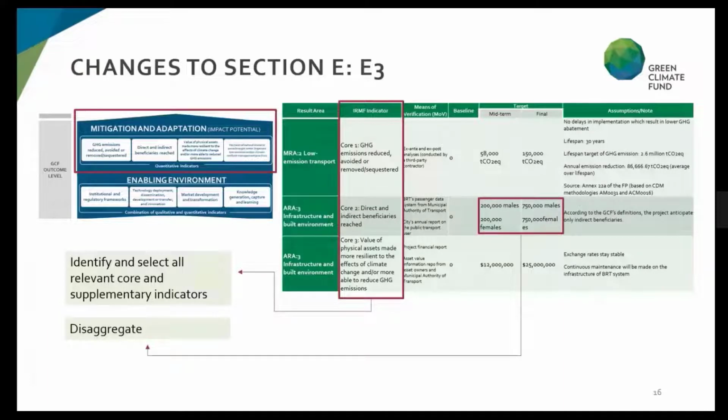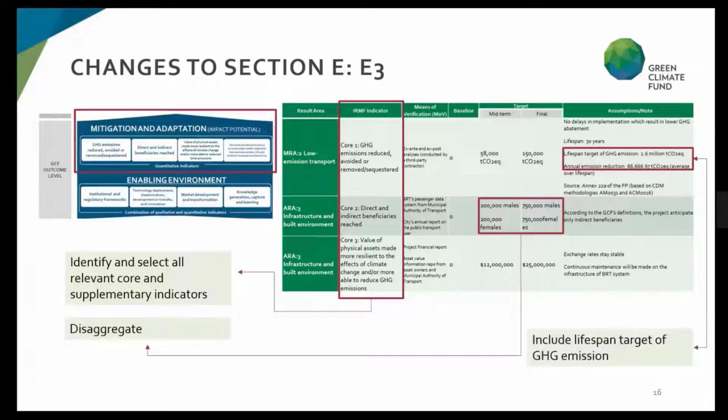Disaggregation of targets, as illustrated, is not a new requirement, but we would like to emphasize its importance when reporting against core indicator 2 on direct and indirect adaptation beneficiaries. And if reporting against core indicator 1 on GHG emissions reduction, include the lifespan target of GHG emission as an assumption.